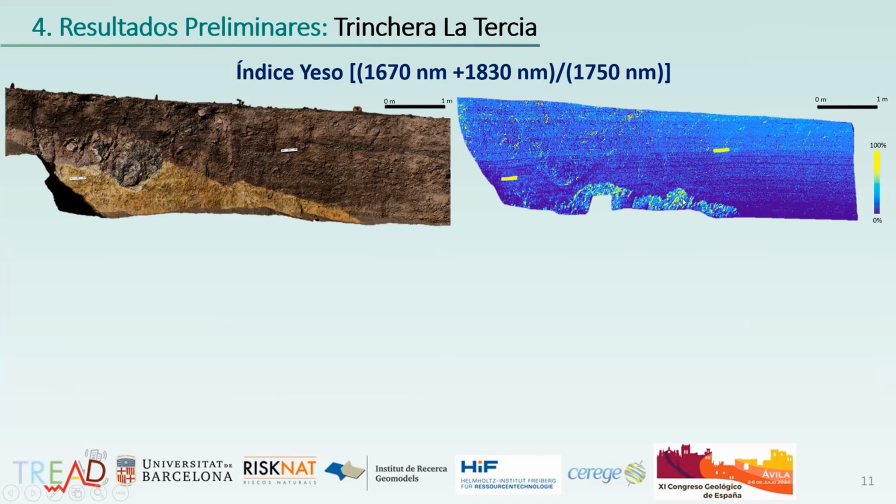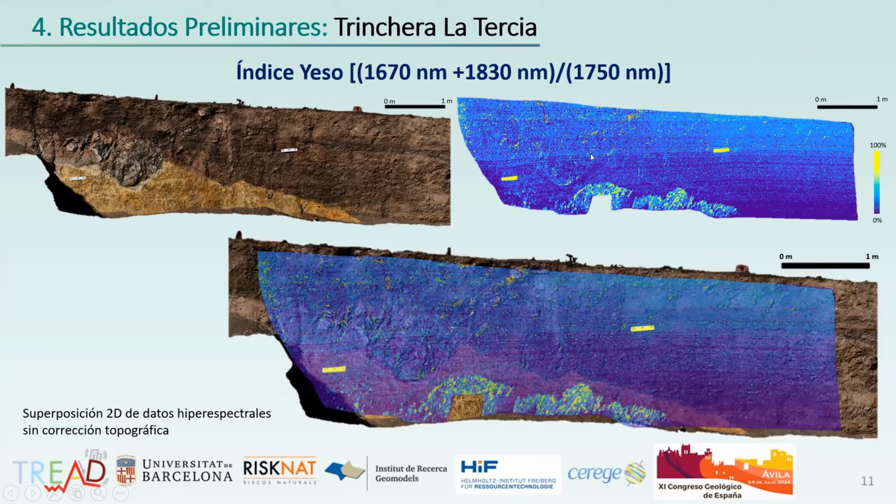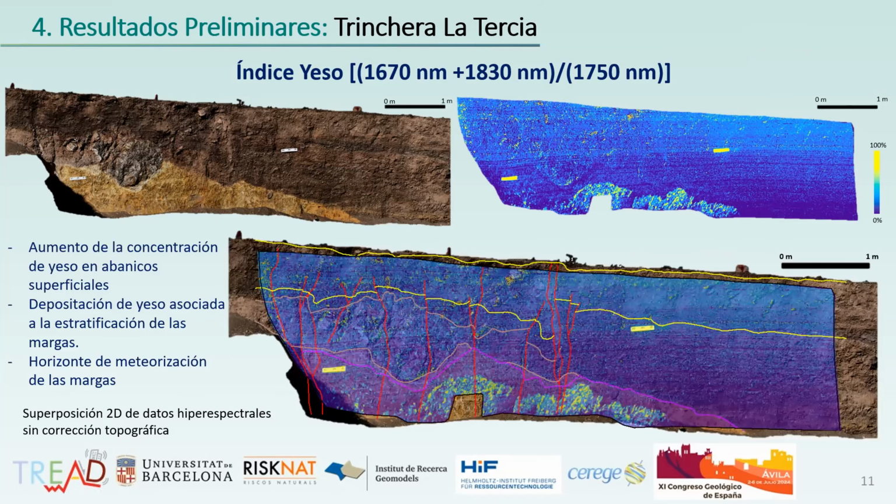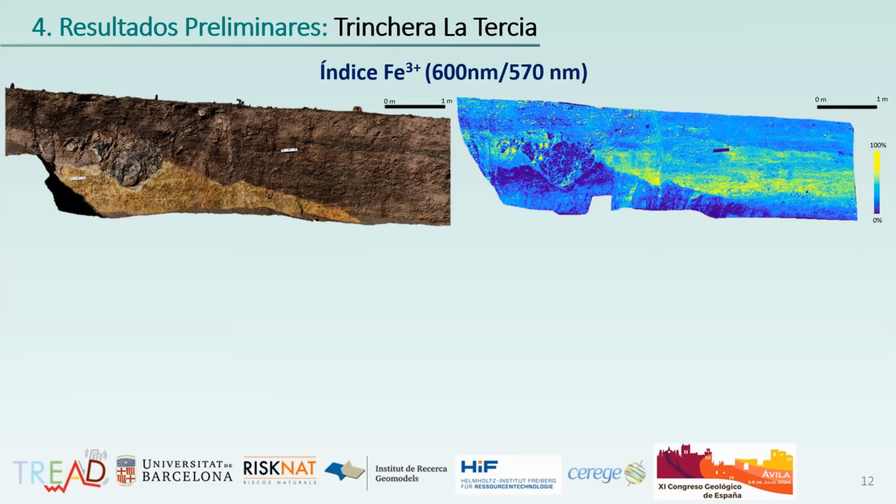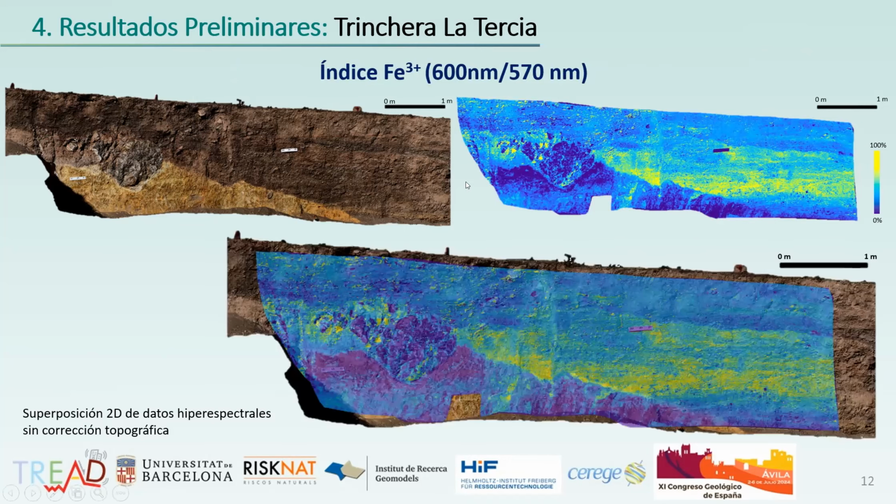You can see here a kind of legacy on the base, and the rest of the image actually is not so clear at all. It's kind of noisy. Again, we plot again the interpretation. Here we have the iron band ratio that actually shows so many interesting stuff.